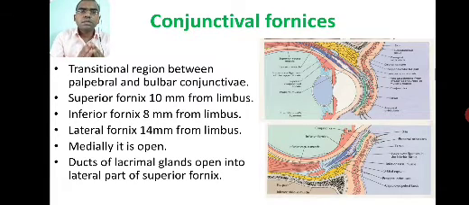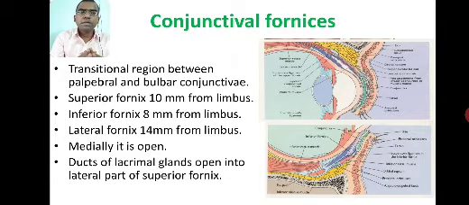So the superior fornix is about 10 mm from the limbus, while the inferior fornix is 8 mm away from the limbus. Here the limbus is the sclerocorneal junction. The lateral fornix is 14 mm away from the limbus, and the medial, as I have told, is open.